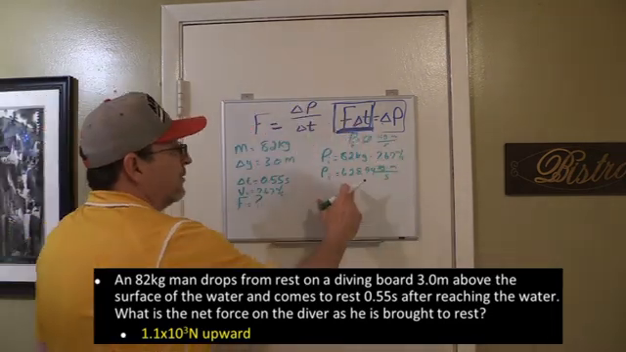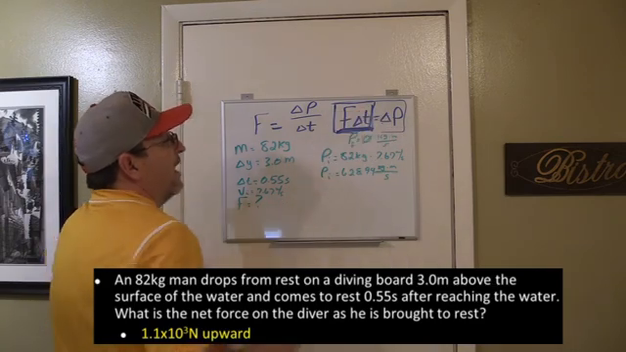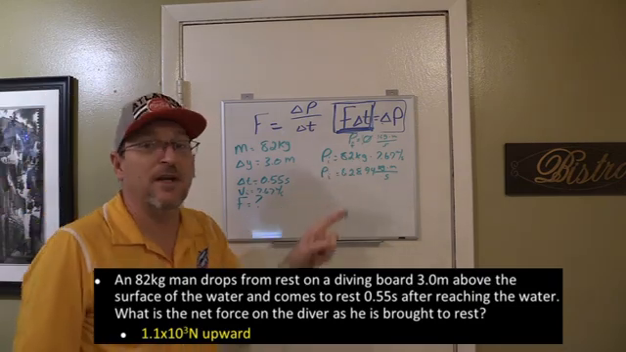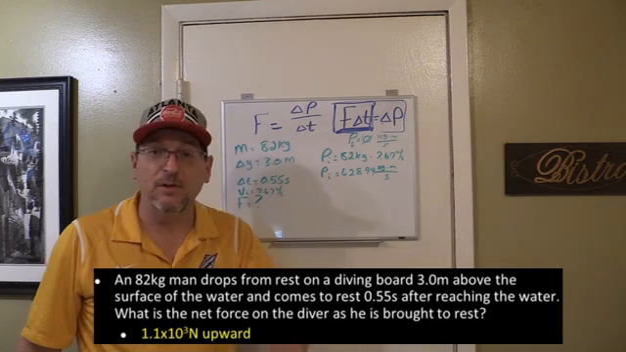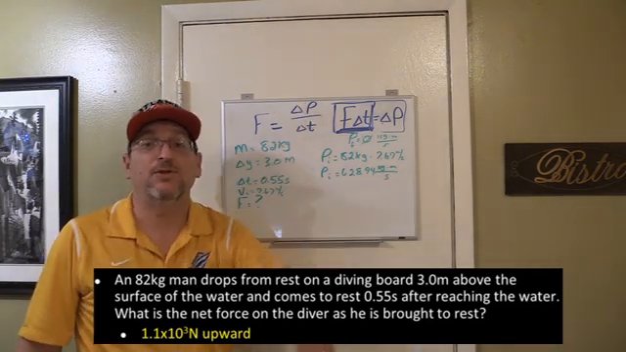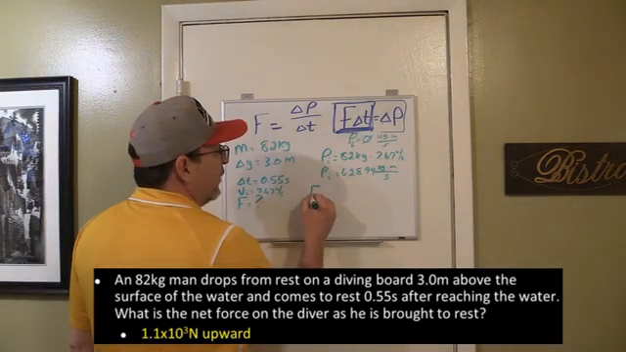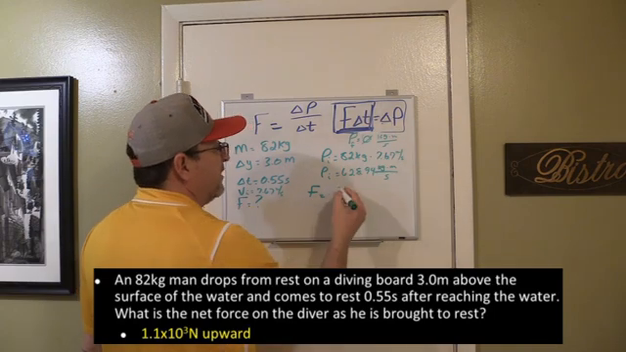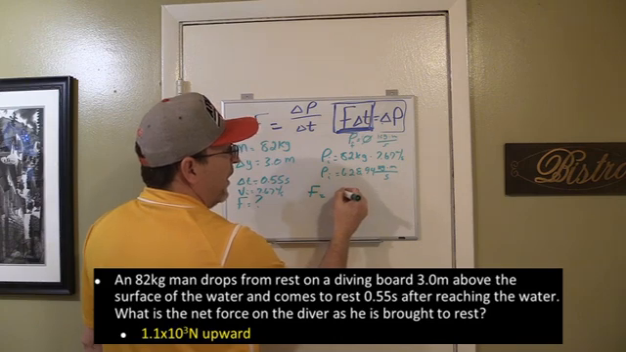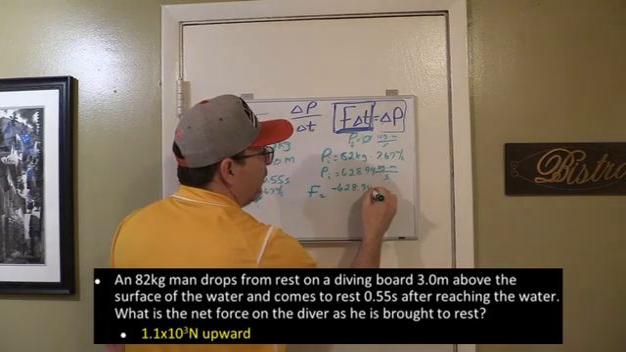Now I can use this and my other information. I couldn't use this time, the 0.055 seconds, to come up with my initial velocity, because that's how long it took him to slow down once he hit the water. I didn't know how long it took him to get from the diving board to the water. So let's get into this. I need my force, so I'm going to divide both sides by t. I'm going to have negative 628.94.